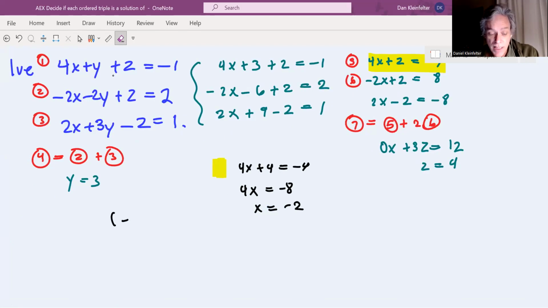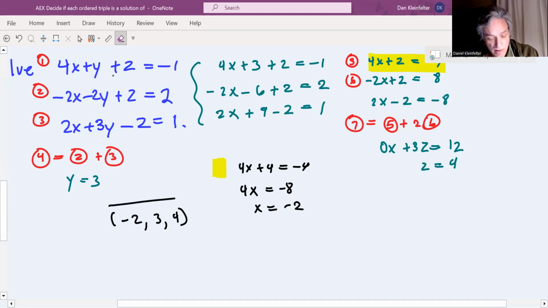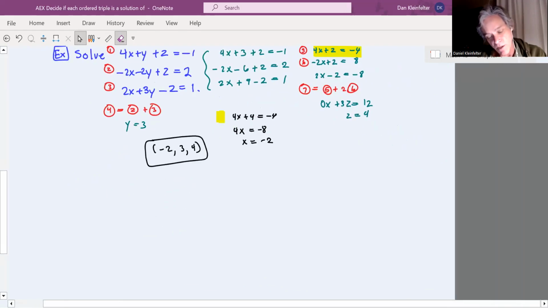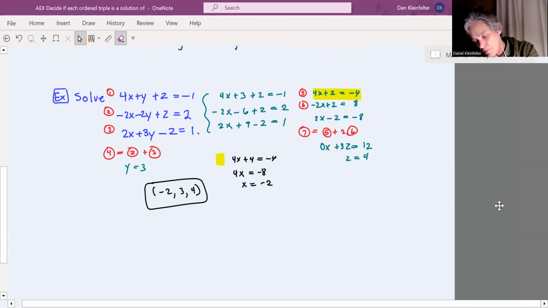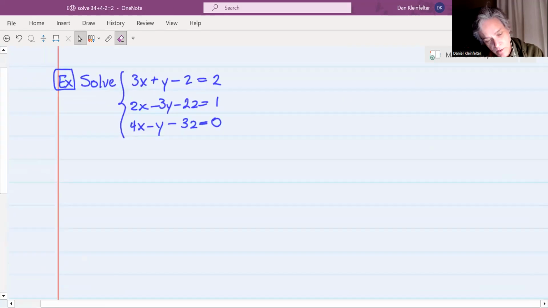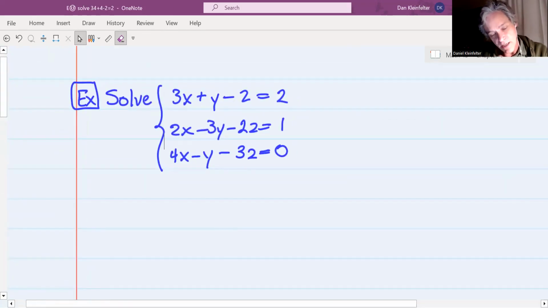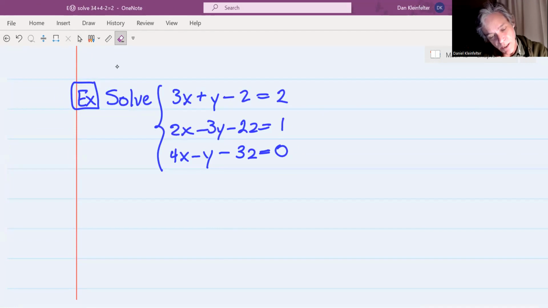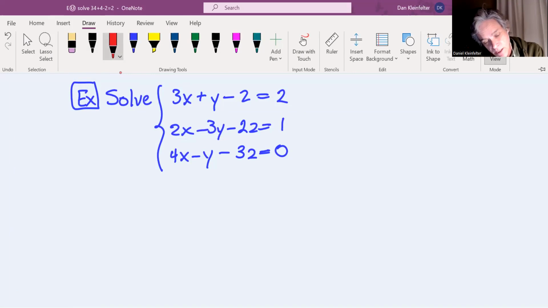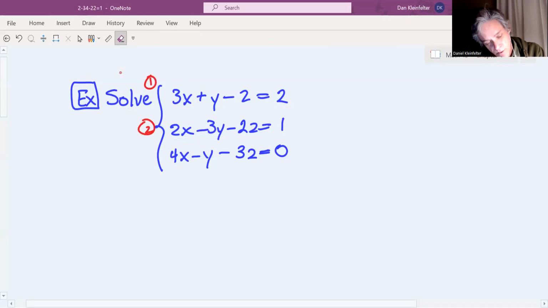The x comes first, that's negative 2. Then we'll have a y of 3, and then a z of 4. Okay, all right, so that's how that goes. We're definitely going to do more examples, but that is how our first example plays out. Okay, let's try that again. All right, so for this one, we have the system of equations that's shown. As before, I'm going to number the equations so that we have something we can refer to.